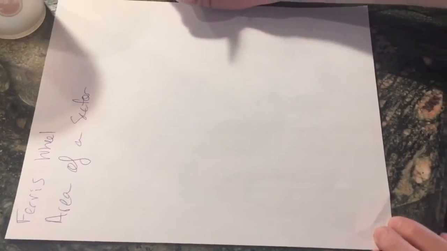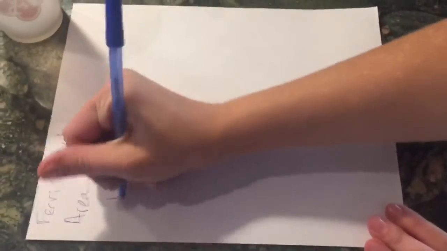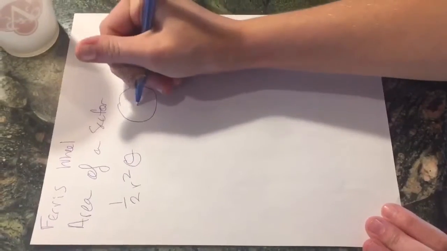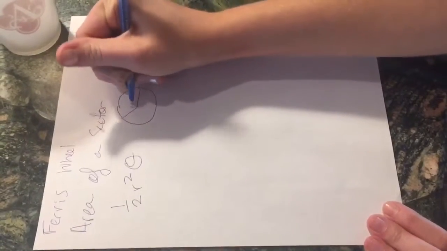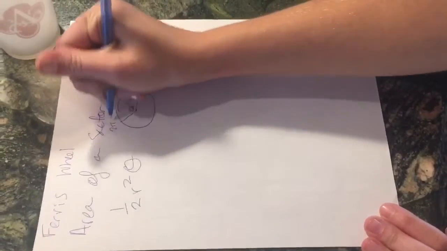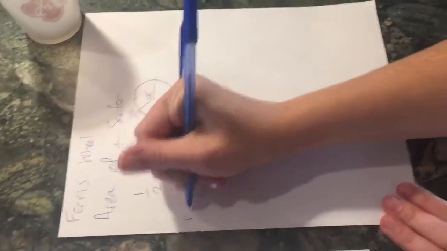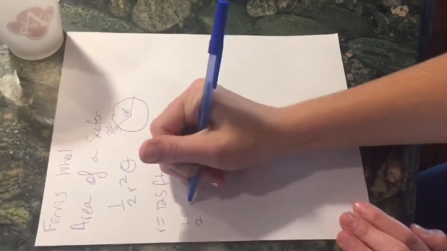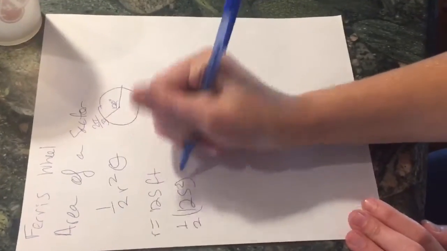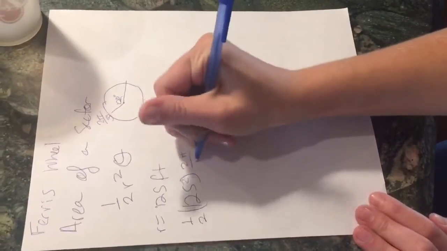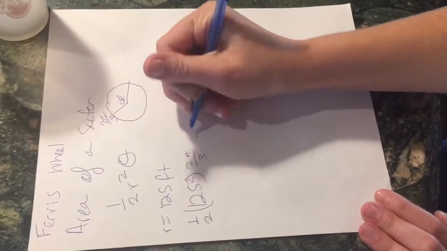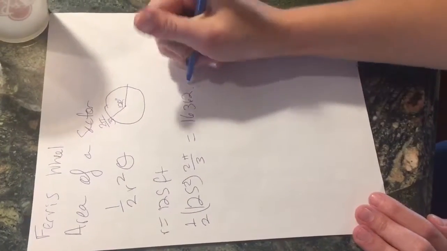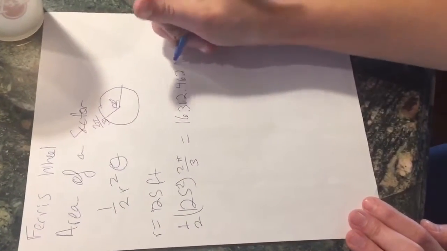Today we'll be finding the area of a sector for the Ferris wheel. The formula for this is 1/2 radius squared times angle theta. The angle we are finding is 120 degrees, and we have to input it in radians, not degrees, so this will be 2 pi over 3. When we input this, our radius is 125 feet, and this will be 1/2 times 125 squared times 2 pi over 3. When this is calculated out in radian mode, it equals 16,362.462 square feet.